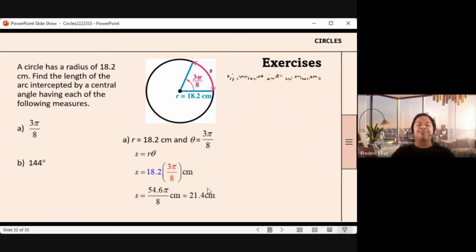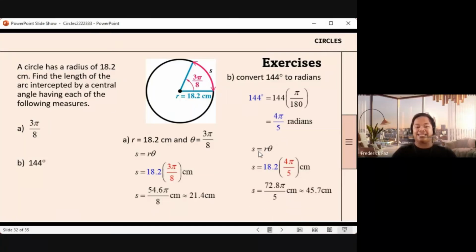For letter B, we converted 144 degrees to radian po, or you can use the formula that was mentioned earlier po. The same lang din po yung ating process. We use the formula S is equal to r theta, but we need to convert 144 degrees to radian po. So yan po yung converted na measure in radian. Then, using the formula S is equal to r theta, we solve for S, which is approximately 45.7 centimeters po.